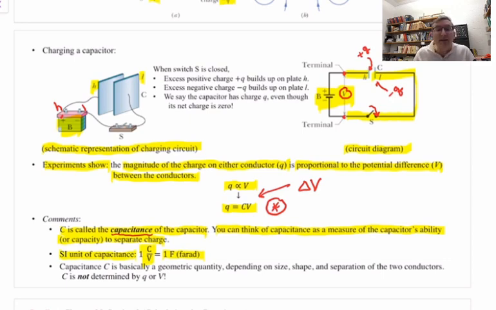An important thing to know about the capacitance of any capacitor, that property, capacitance, capital C, is that it's really just a geometric quantity. It depends on the size, shape, and separation of the two conductors. And even though C is related to Q and V by the equation I marked with the star, here's a very important point to note. The capacitance of a capacitor is not determined by the Q or the V. The capacitance of the capacitor is determined by size, shape, and separation of the two conductors.